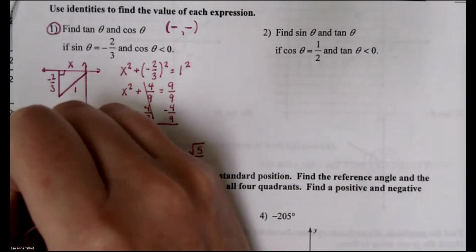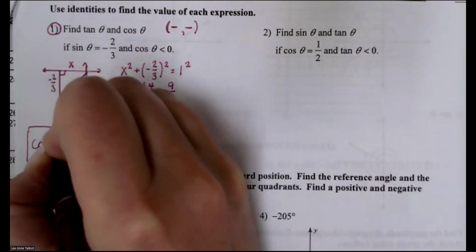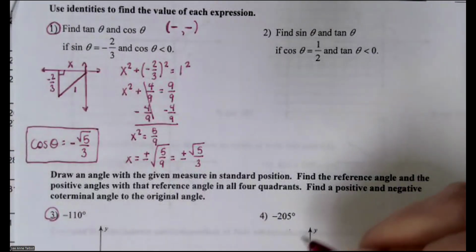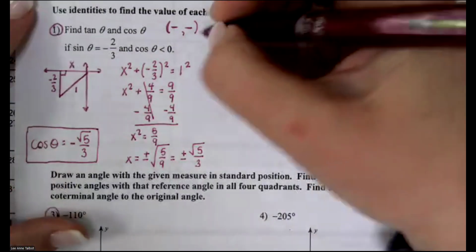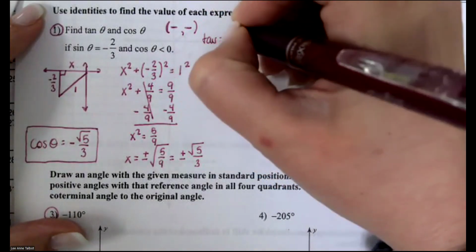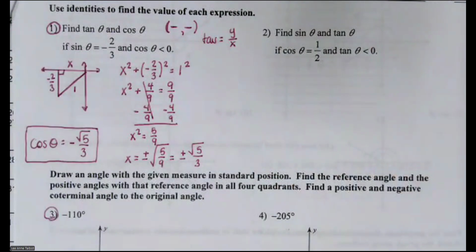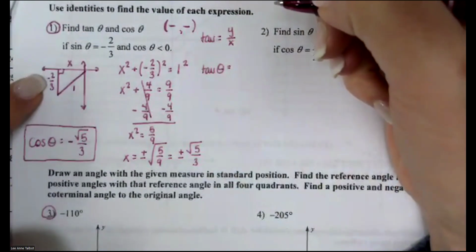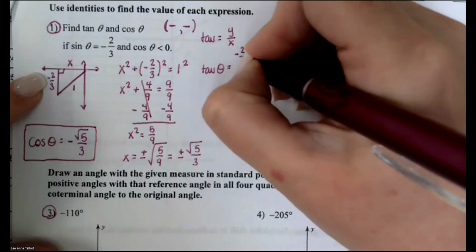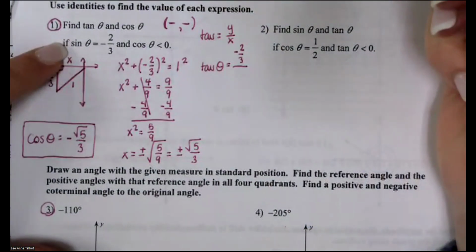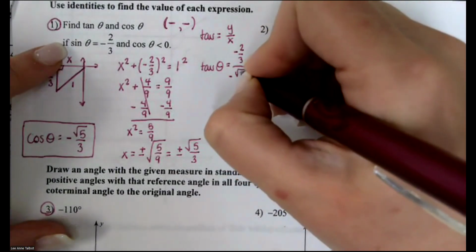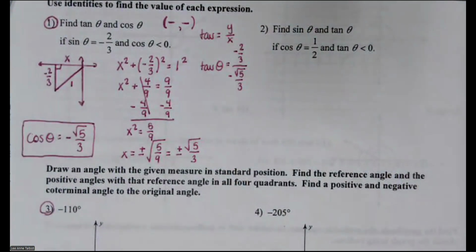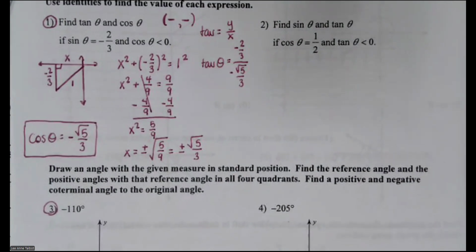Okay, now this particular problem also asks us for tangent. The one on your quiz on Wednesday also asks you for tangent. Okay, so there's just a little reminder, tangent is y over x. Okay, and y is -2/3. And x is negative root 5 over 3. Any questions about where I got those things from?